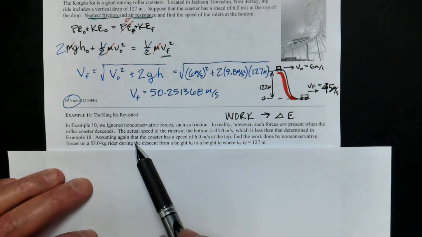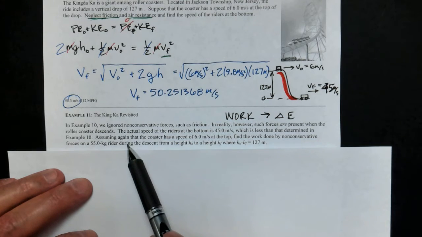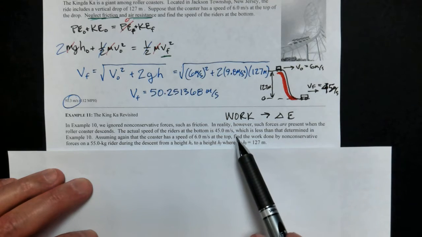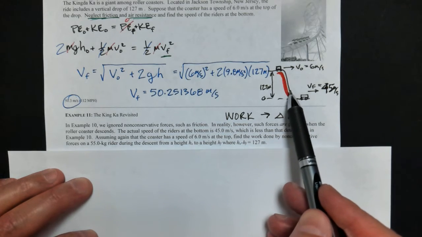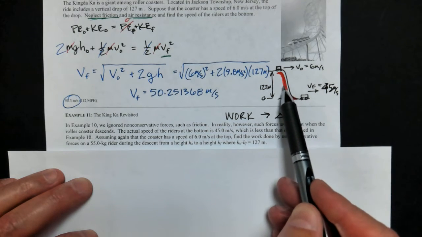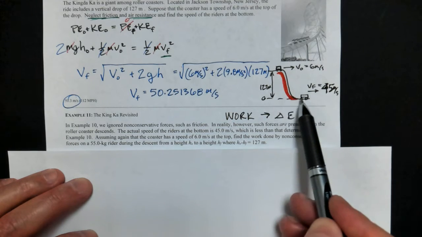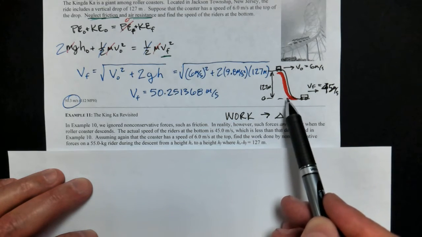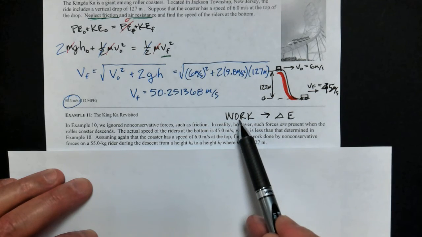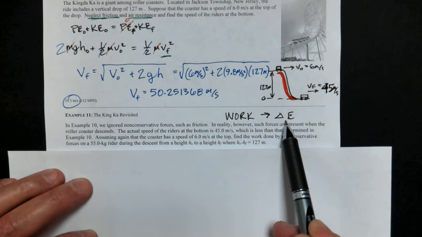What this second part says is, hey, in reality, there are non-conservative forces such as friction in play. They do actually act on the roller coaster when it goes down. And that means that as the friction drags this thing down, we're going to end up with a slower speed, because as we know, friction is going to cause that speed to slow down. It's going to be less at the bottom. Now, in terms of energy, what that friction does, it actually does work. And the work done by the friction is equal to the change in energy of the system.